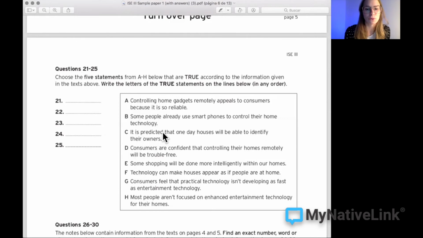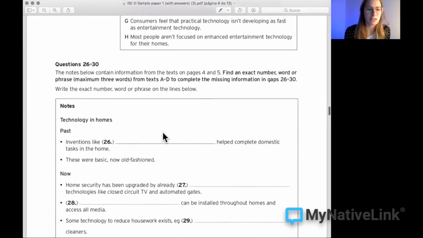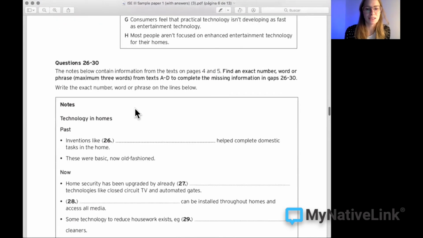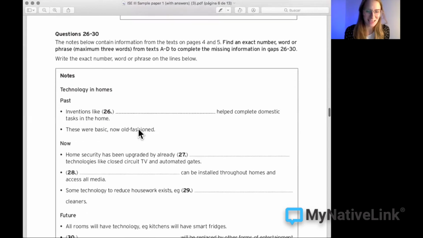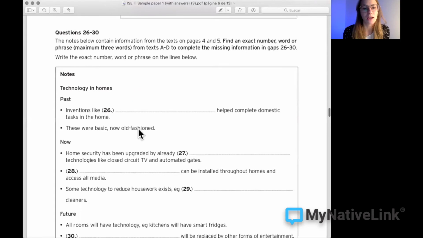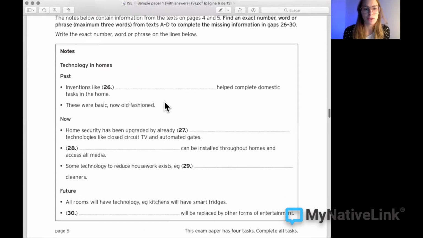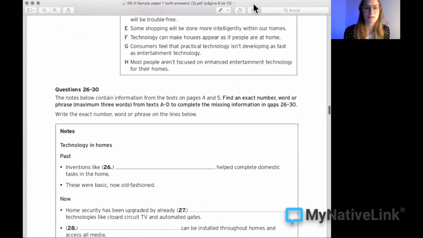3 are false. And the last questions, 26 to 30, are exactly the same as the last questions of the long reading. They give you sentences that are missing some words or some numbers, and you have to find the exact numbers and words in the text and write them in the gaps.